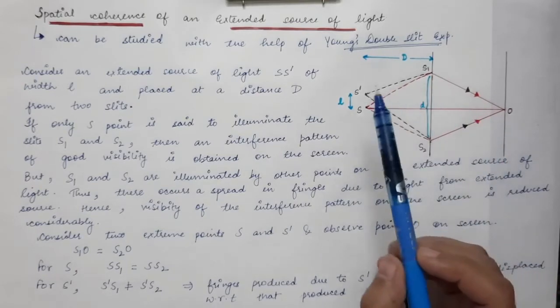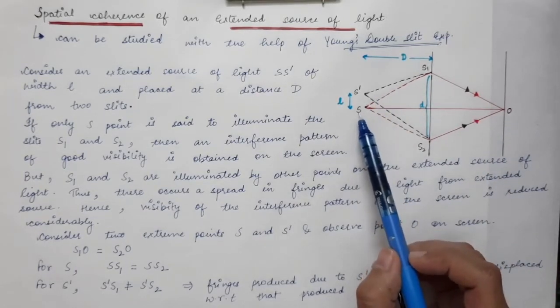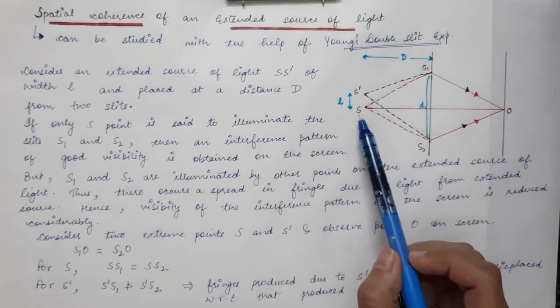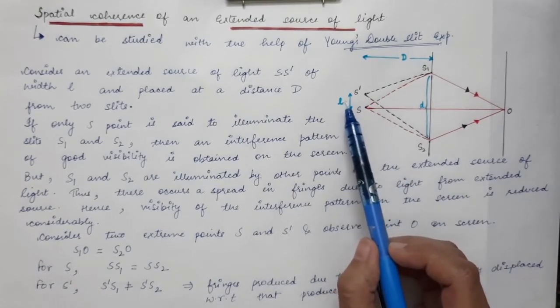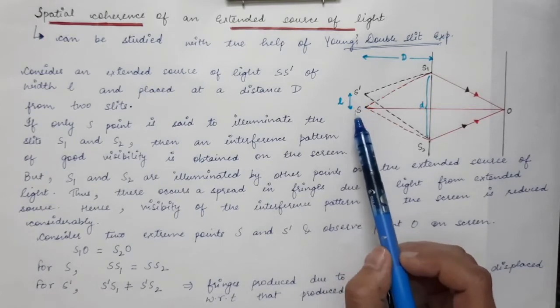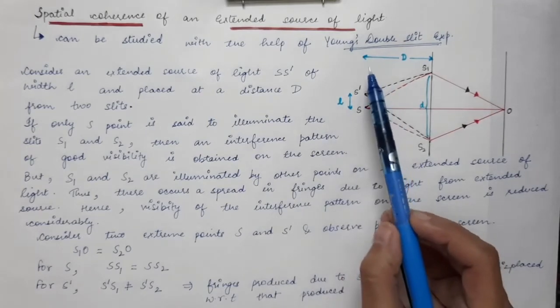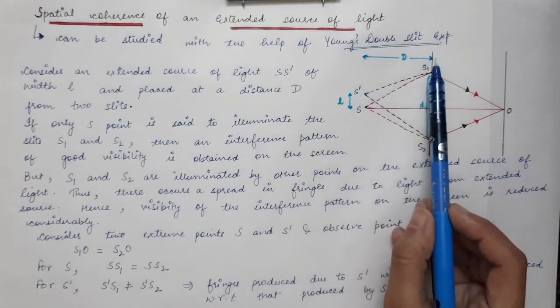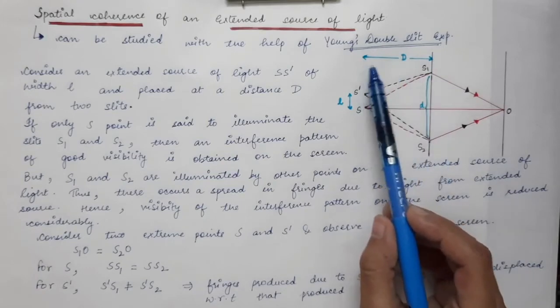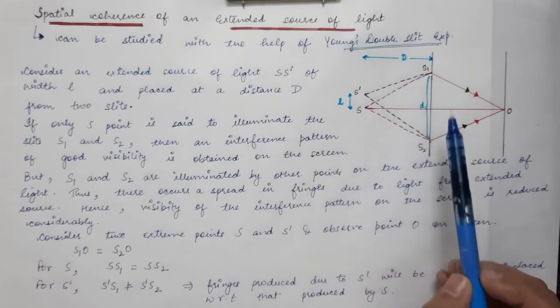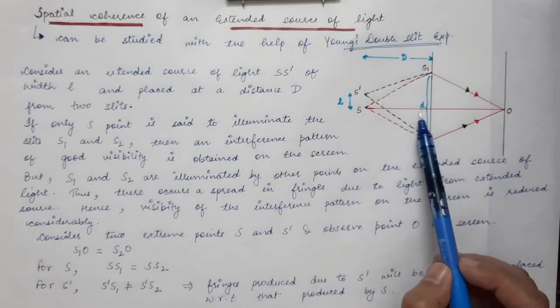So first of all, we consider the S point source on the screen. Also, one more thing: the distance between S and S prime is equal to small l, and the distance between the extended source and the double slits is kept at a capital D, and the distance between the two slits is equal to small d.